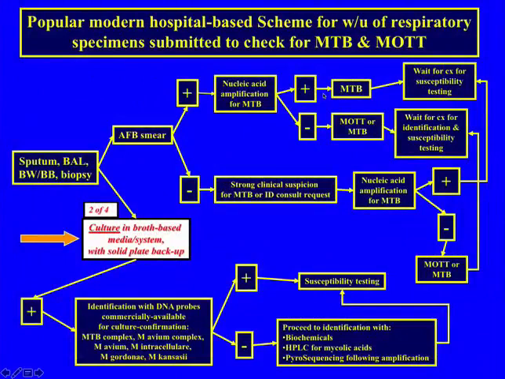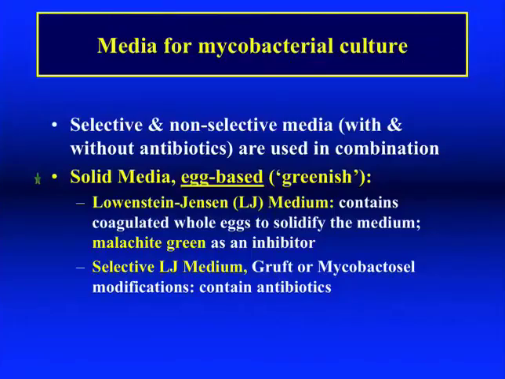2 or 3 words on culture that still come up on all types of boards. So we've had selective and non-selective media, which means we add antibiotics to make it selective and keep bacteria away and leave the mycobacteria that are slower to declare themselves, or originally non-selective without antibiotics. And we use those in combination. 3 types of media have been used to the present.